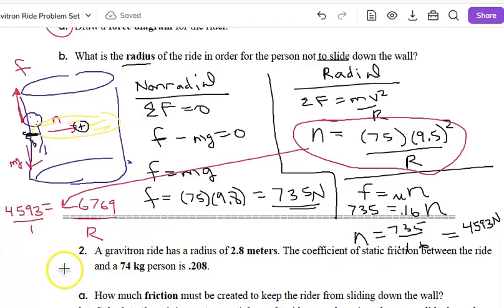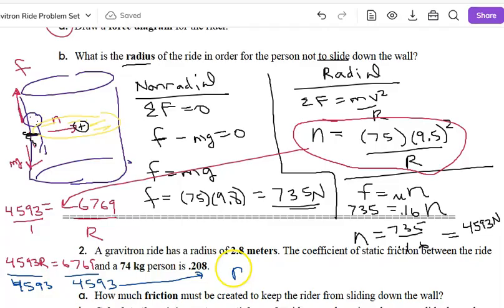All right, then I'm going to cross multiply and get 4593r equals 6769. And then I'm going to divide both sides by 4593. And you get a radius of 6769 divided by 4593 equals 1.47 meters. Okay, let me make sure that that makes sense. Yep.